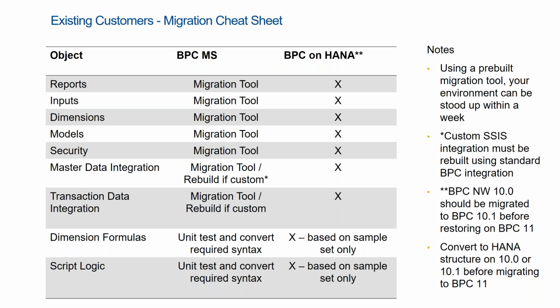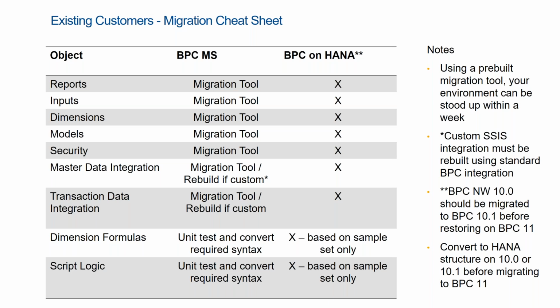So I know some vendors have worked to build some of this into the migration tools. I'm not sure how far along that is, but there are some standard changes in syntax to dimension formulas and script. I wouldn't quite say it's a rebuild, because you go through the script and change the syntax, and then you do need to test it, obviously. So if you have a lot of custom BPC script, some of those things are going to need to be adjusted for the new syntax.